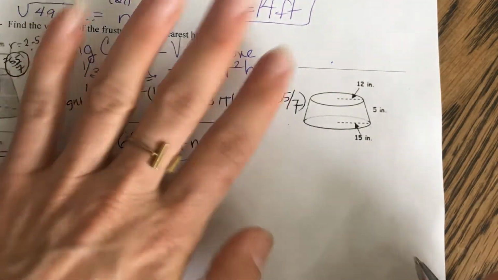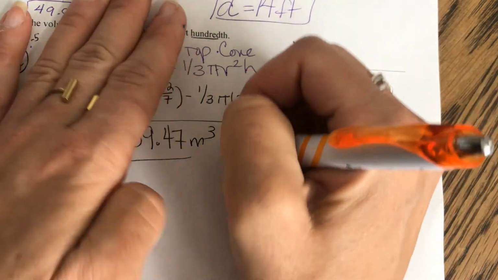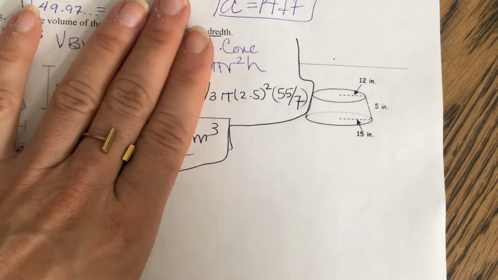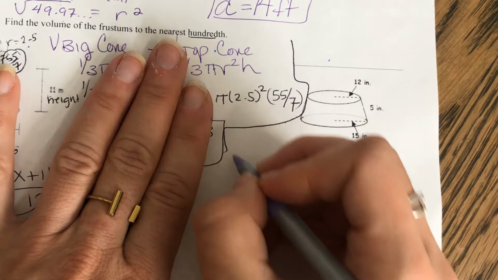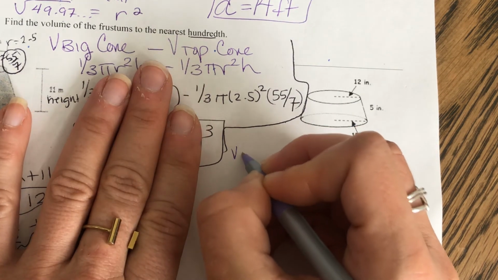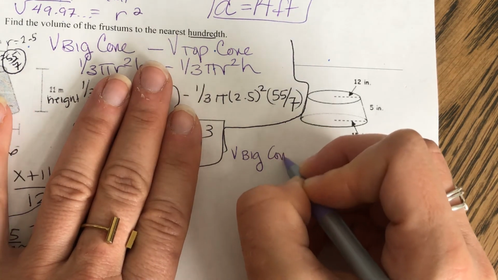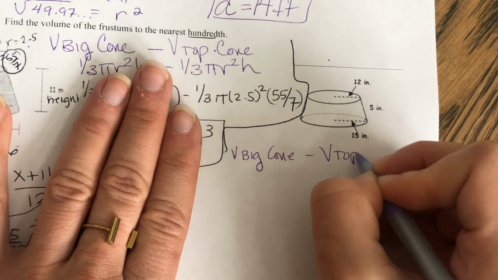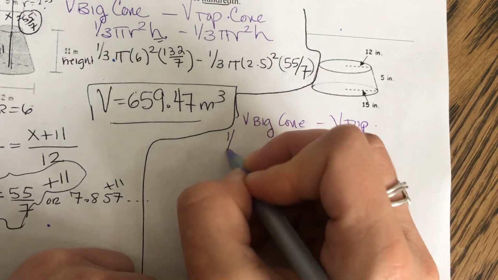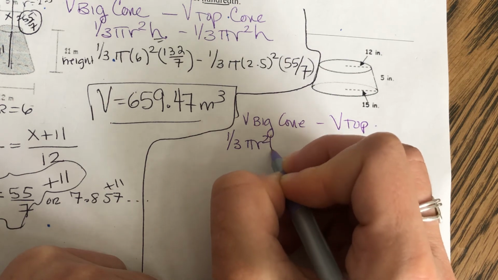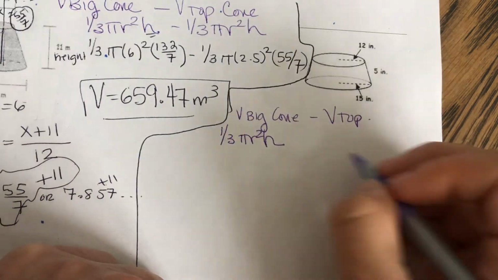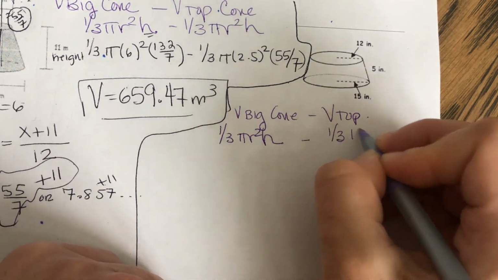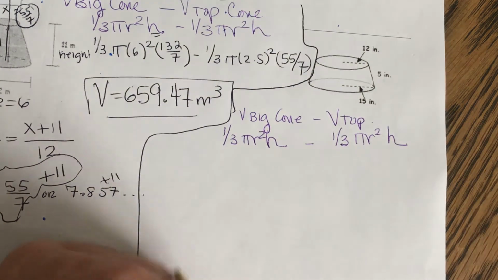Okay? Hopefully not that hard. Now let's take a look at this one. Can't really cover that up, so we're just going to go here. All right. Kind of sloppy, sorry. Let's do the same thing. You know you're doing volume. You have the frustum. So we got the volume of your big cone minus the volume of the top. We have 1/3 pi r squared h. Minus 1/3 pi r squared h.